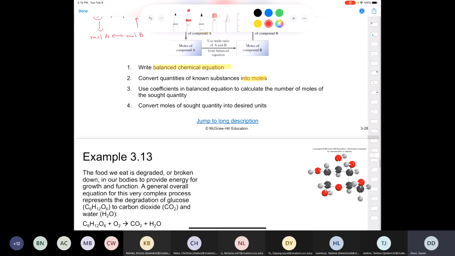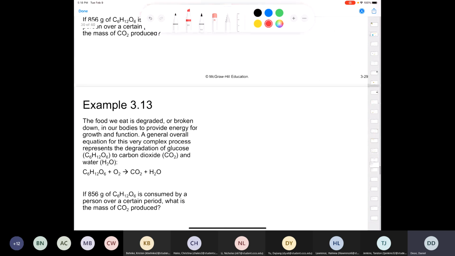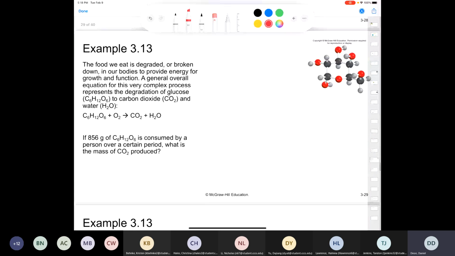Well, let's look at an example where we apply that. It says here the food we eat is degraded or broken down in our bodies to provide energy for growth and function. You form ATP. A general overall equation for this very complex process represents the degradation of glucose to carbon dioxide and water.